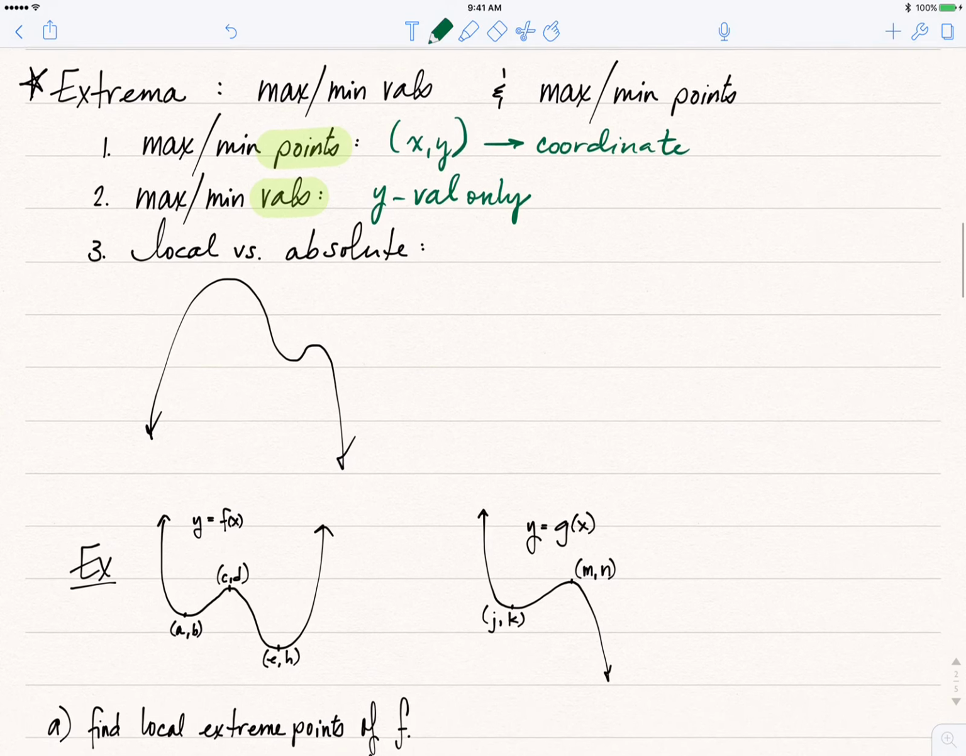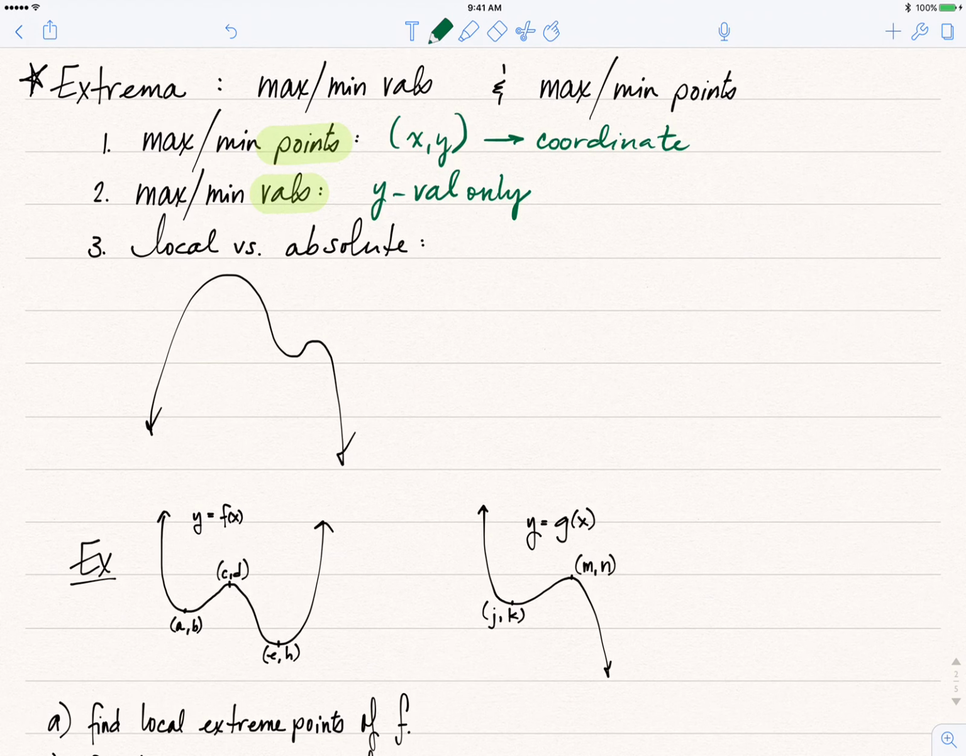We also are going to talk about whether or not we have a local or an absolute max or min. Local versus absolute. Local just means in its own little neighborhood, whereas absolute means the whole entire graph. Look at the entire thing.